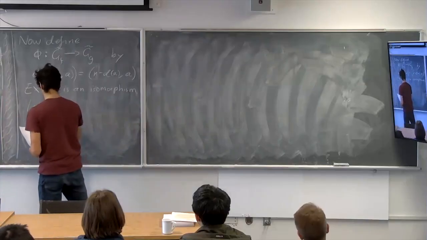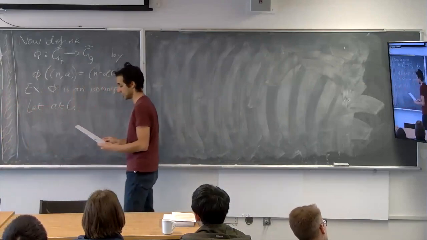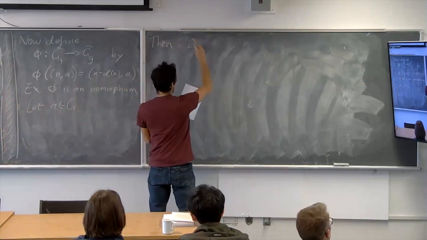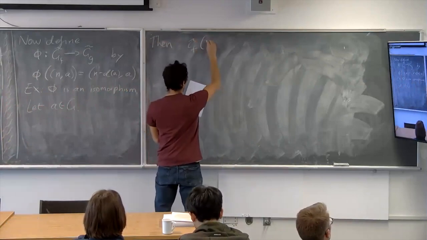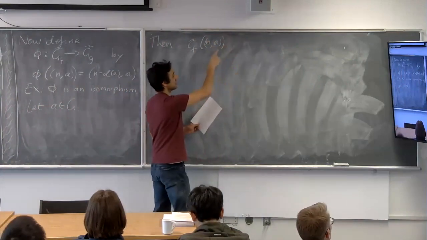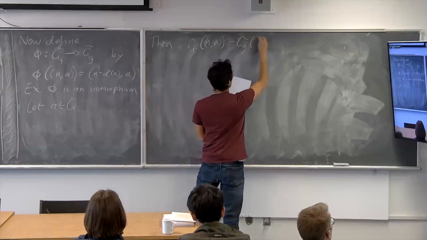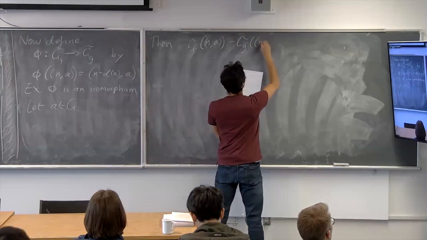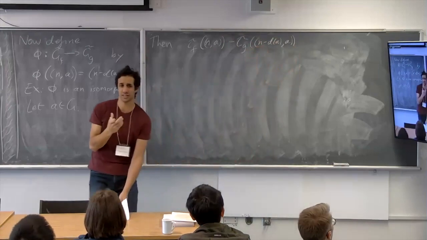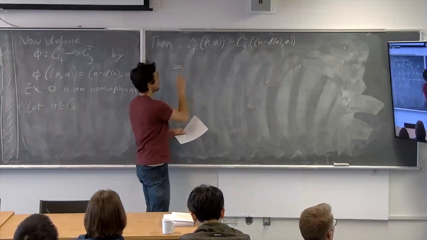Let A be a group element in G. Then I'm looking at the translation number of a lift of A with respect to F, and I want to look at the difference between the translation numbers of the lifts. I'm going to pick a different lift here, n minus dA, with respect to G. Okay, so I've got these two translation numbers, one with respect to F, one with respect to G. Let's unwrap the definitions here.